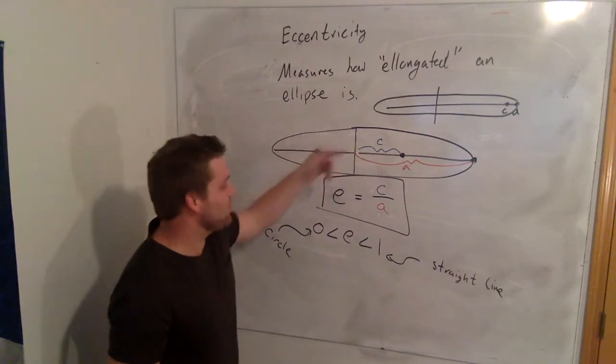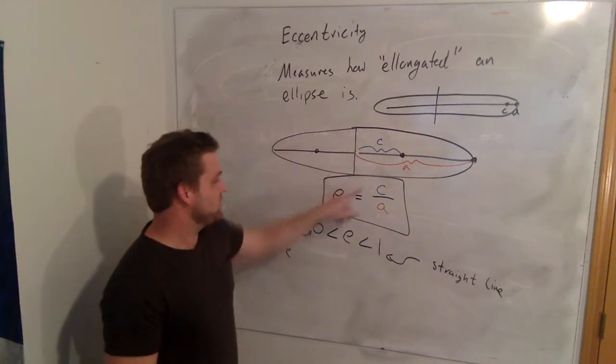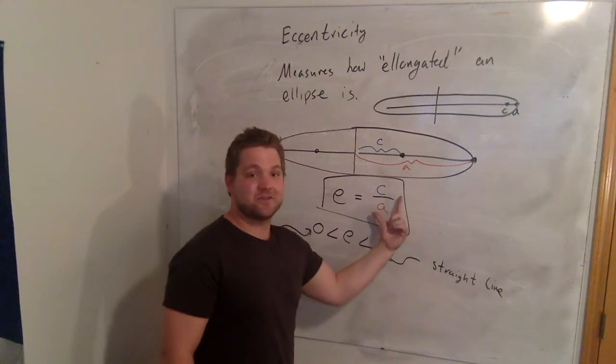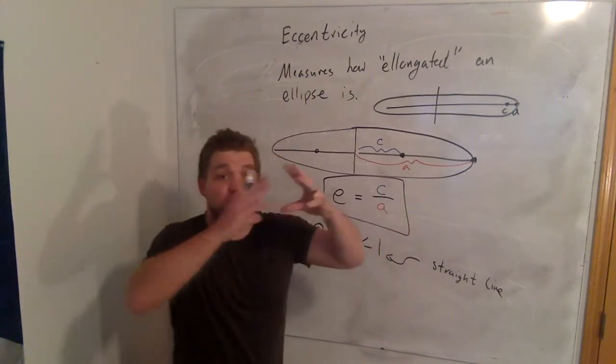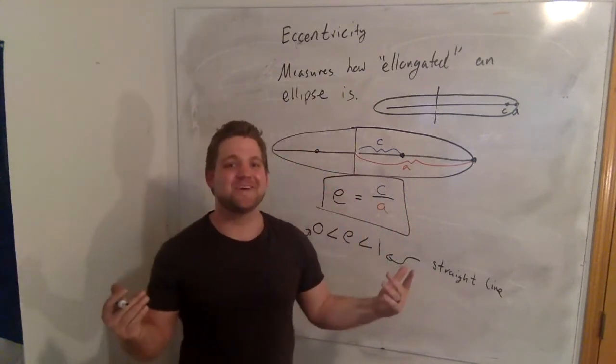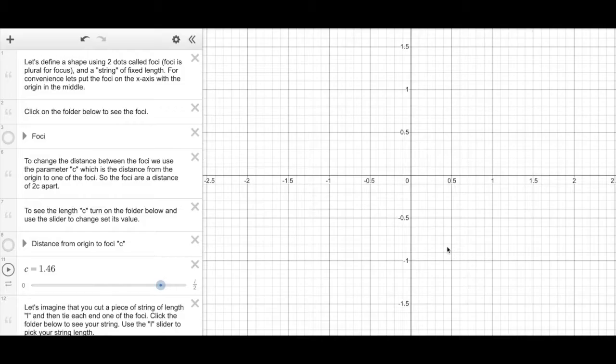If C is 0, it'll be more like a circle. The closer that C is to A, the closer this will be to 1, which will be closer to a super elongated straight line. But let's take a look at an animation of this. We'll see you there. Hello, everyone.